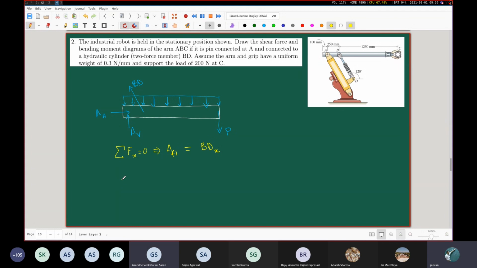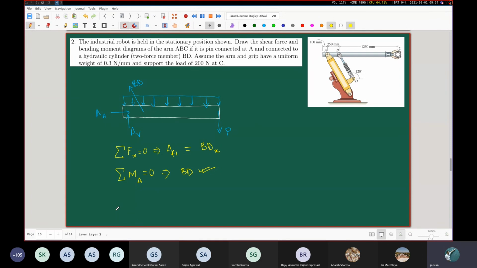So moment at point A is 0. Say it properly: moment about point A. Okay, sir. Moment about point A should be equal to 0. Okay, that will give us something. What will it give us? It will give us the force FBD, right? So from here you will be able to obtain BD.